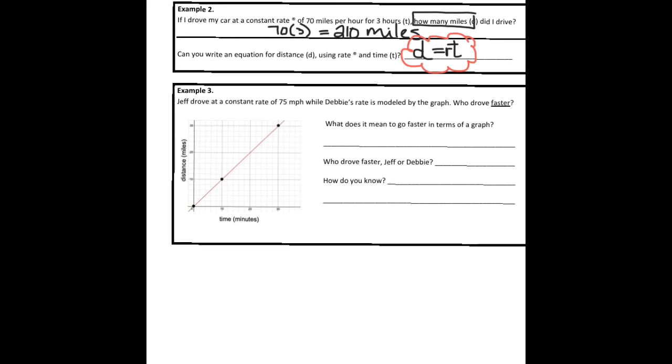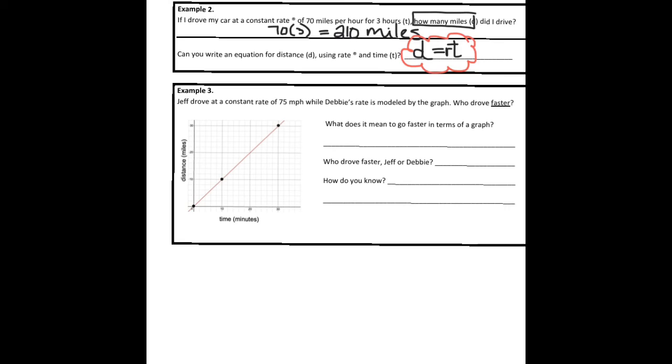The rate, r, is typically our speed. It tells us how fast we're going. Time can be in seconds or minutes or hours. This current example has our time in hours. We multiply the rate by the time to get the distance.